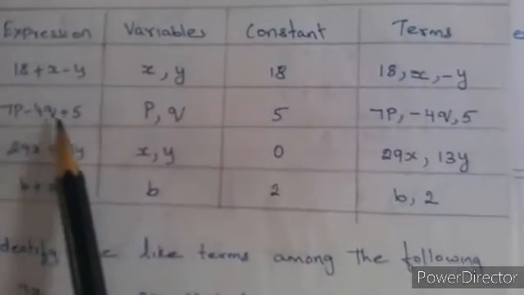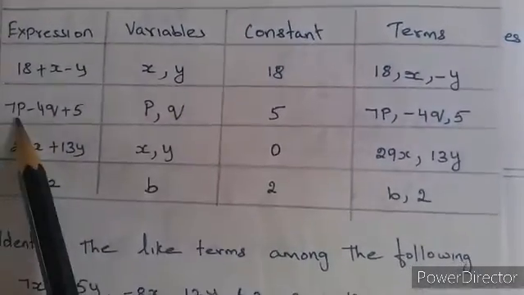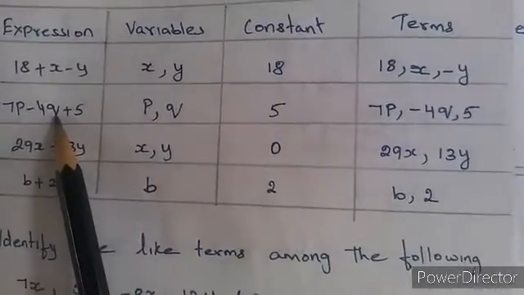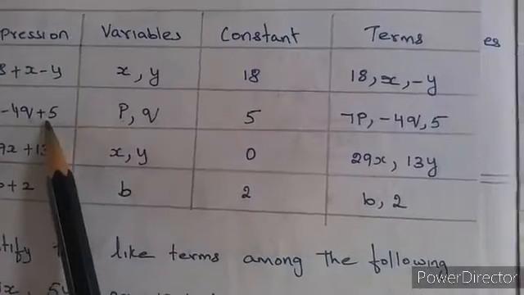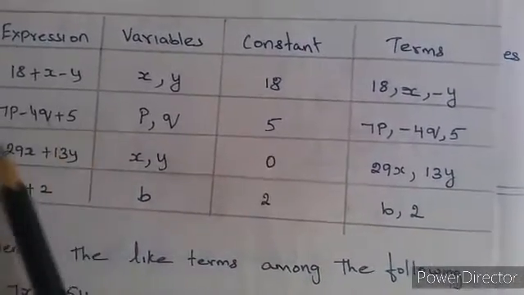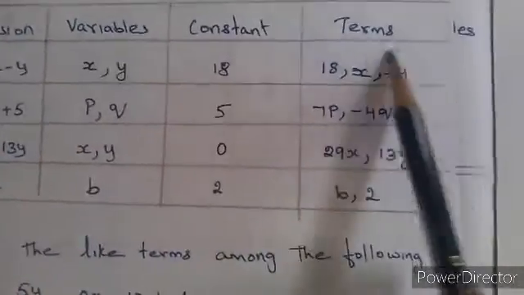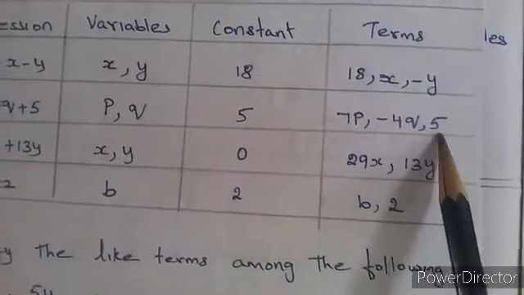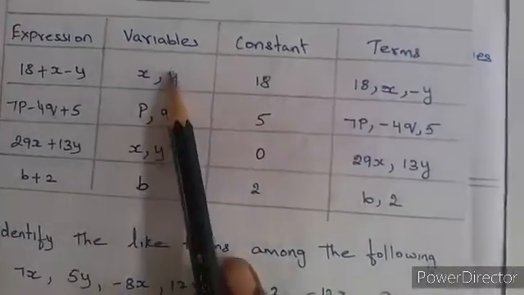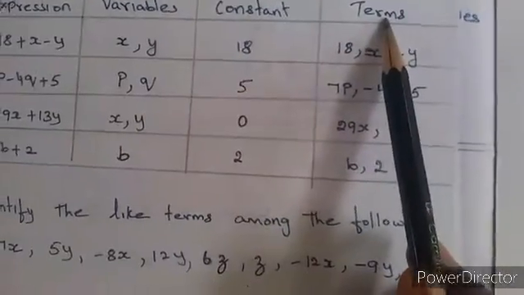Let's go to the second one. 7p minus 4q plus 5. So the variables given here are p and q. Now the constant number, the number given in the expression, is 5, and the terms are 7p, minus 4q, 5. Like that you have to write the variables, constant and the terms.